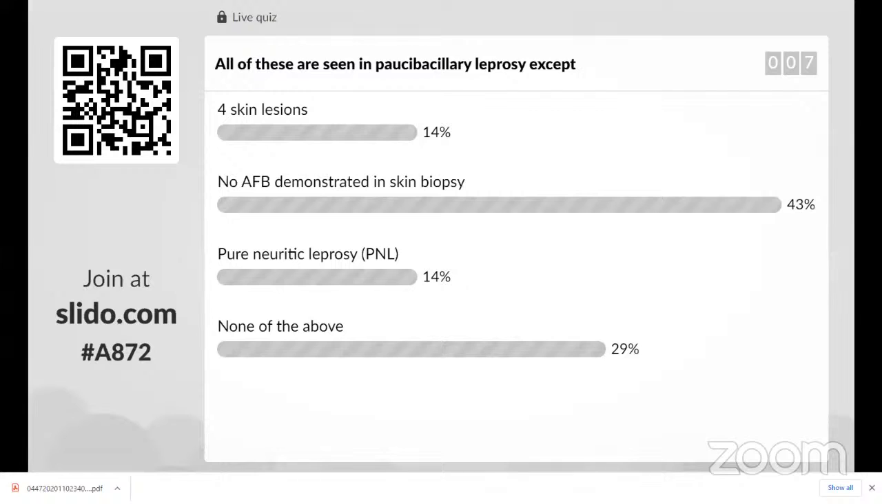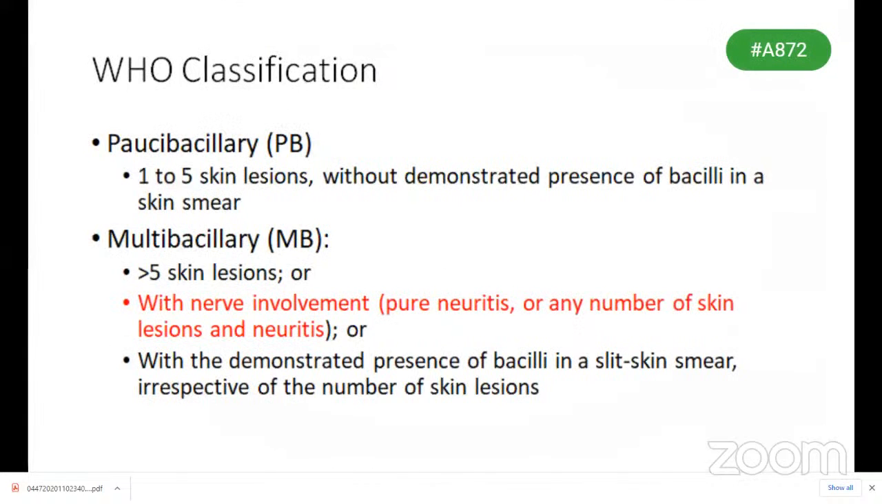Okay, probably people have not understood the question. The correct answer actually is pure neuritic leprosy. The definition of paucibacillary leprosy says 1 to 5 skin lesions, so a smaller number of skin lesions, without any demonstrable presence of bacilli in the skin smear. So you do a biopsy, you do not see anything.